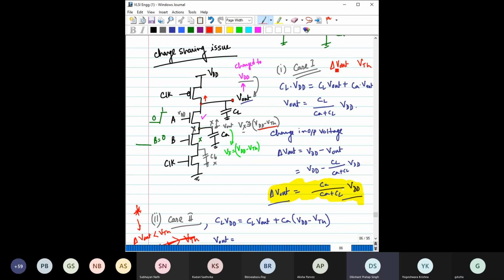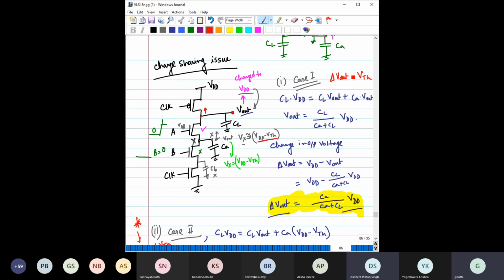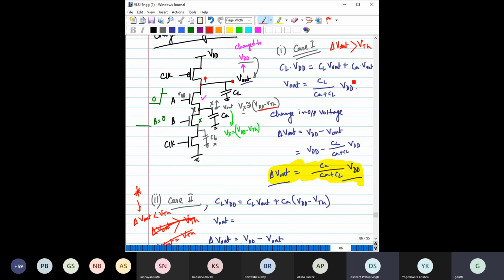Anyone? Delta V out is greater than VTH. Yes, obvious, right? Delta V out is greater than VTH. Okay. Then, but this is the most general case, right? This is the general expression, right? Delta V out equal to this.